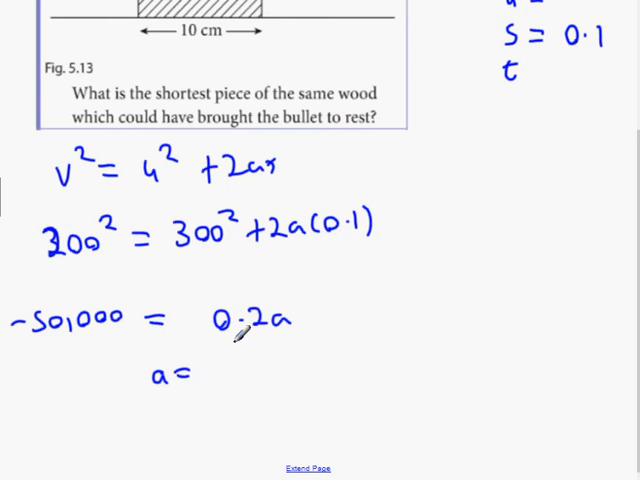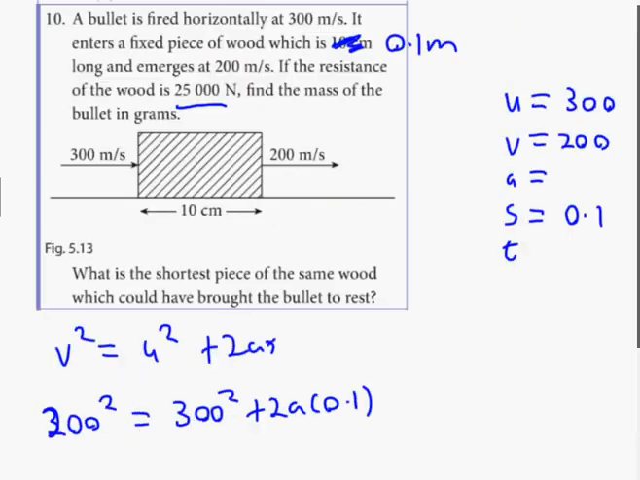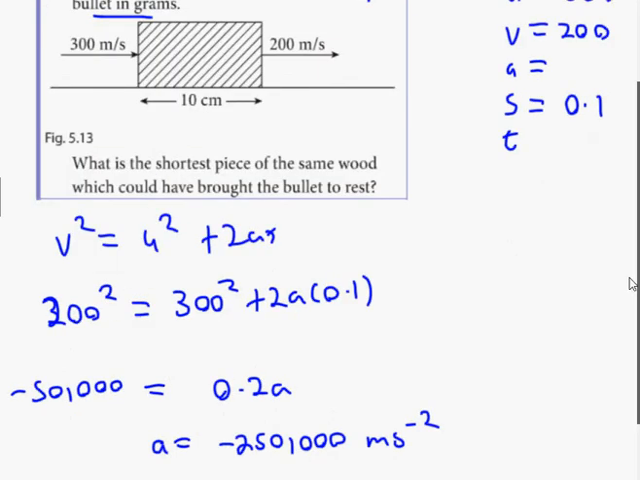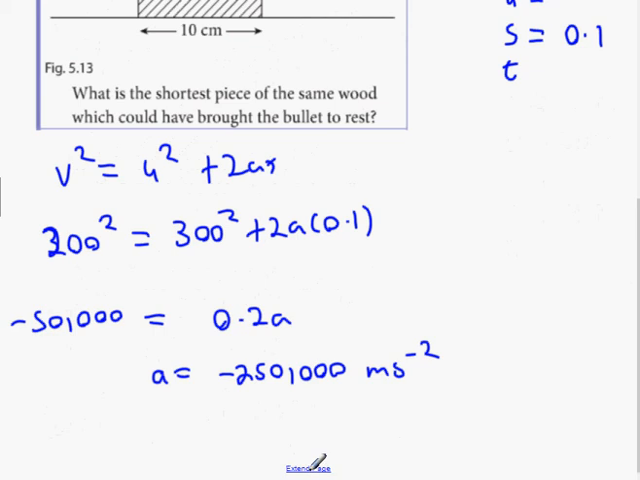A is going to equal minus 250,000 ms to the minus 2. Now, what we're going to be asked for next is the mass of the bullet, weren't we? The whole question is about the mass of the bullet in grams, not kilograms. Okay, so our answer will be in kilograms. We are looking for grams.